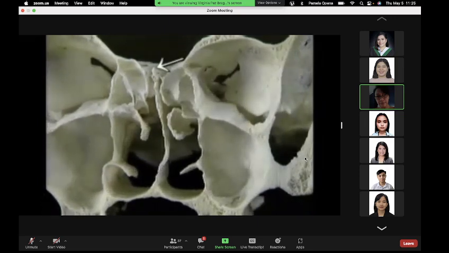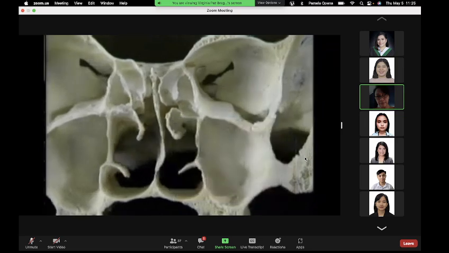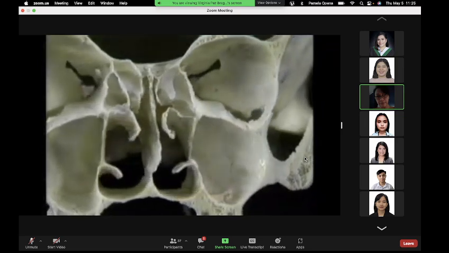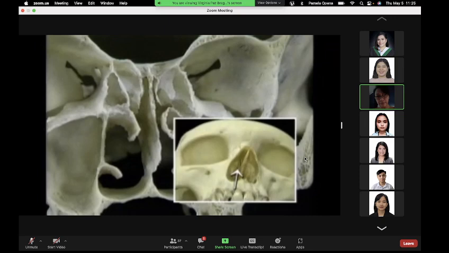This upward projection is the beginning of the crista galli, which rises up in the floor of the anterior cranial fossa. On each side of the crista galli are the cribriform plates, which we've seen already from above and from below.